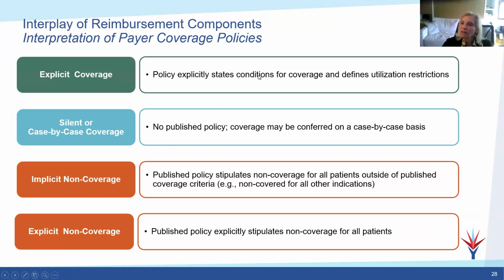And as I mentioned, a lot of this information is available online. It's Googleable. It might be an explicit coverage policy. It might be silent so that there's no policy. You might have to ask, or it's case-by-case coverage. It may be implicit non-coverage. It doesn't say that it's not covered, but it seems like there are very few cases in which it is covered. Or there may be explicit non-coverage where they say, period, this is deemed experimental, it is not covered.